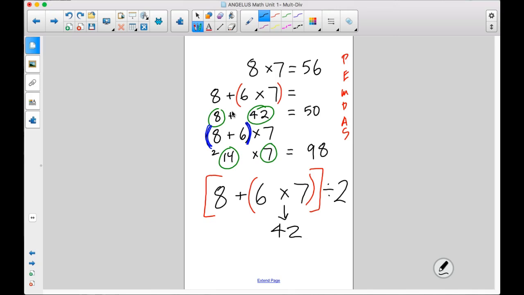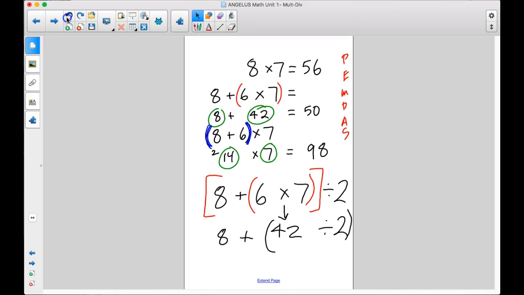Now looking at the brackets, okay, what do we do? 8 plus 42. Sure, 8 plus 42. But hear me out. If those brackets were not there, it would be 8 plus 42 divided by 2. What would you do then? Yes. You would add the 14. I'm going to write it down. 8 plus 42 divided by 2. If the brackets were not there, you would have to do this. But since the brackets are there, you can't.